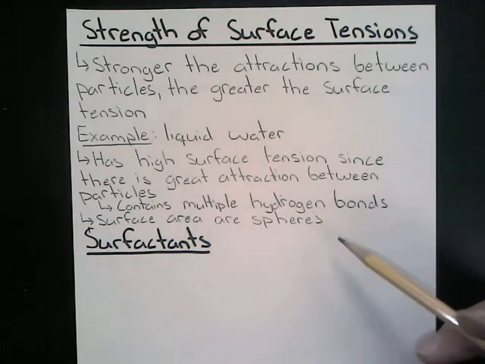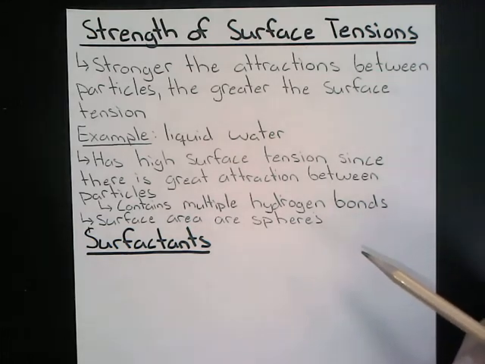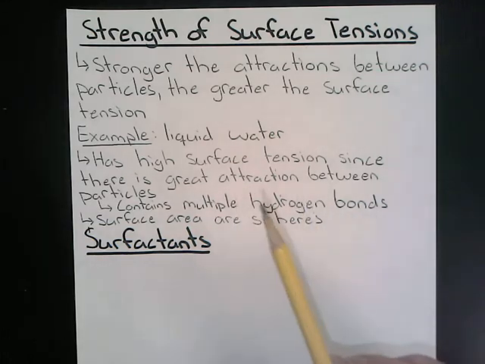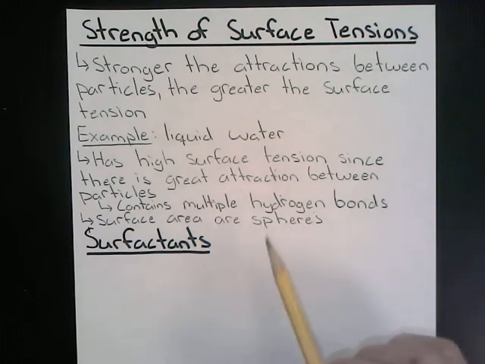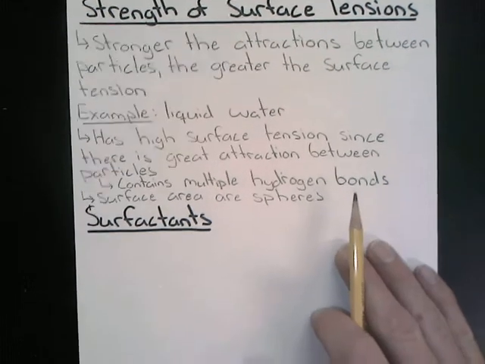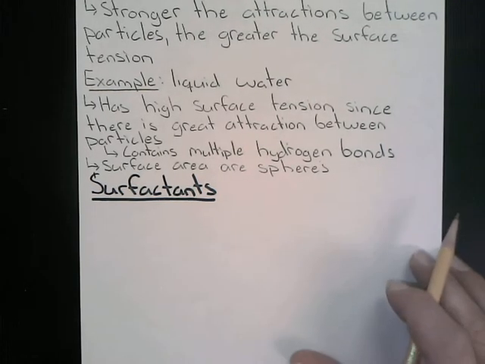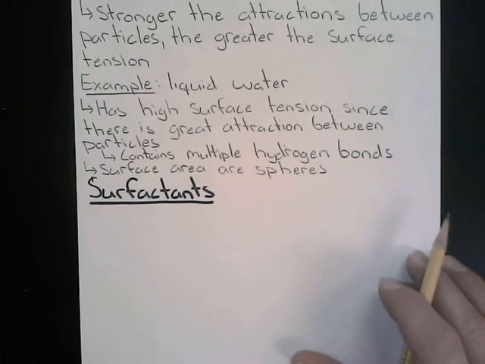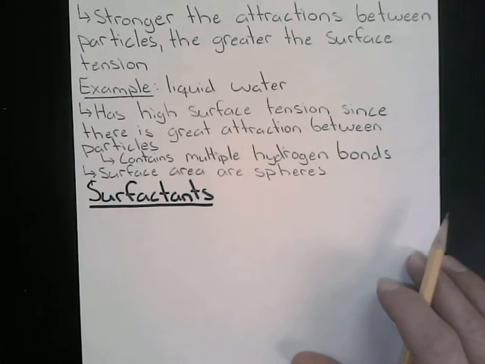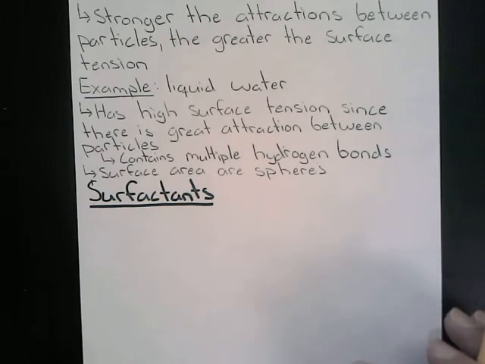Very cool thing here, if you actually take just a drop of water on a penny, you'll see it bubble up. And that bubbling is that sphere that I'm talking about here in notes. Now, our other topic that we need to talk about with surface tension is what we call surfactants. And these are defined as compounds that lower the surface tension of water.